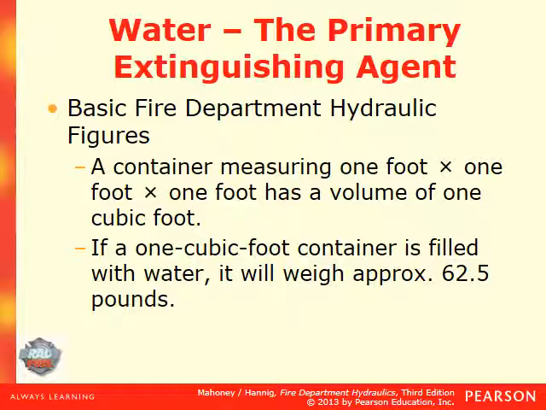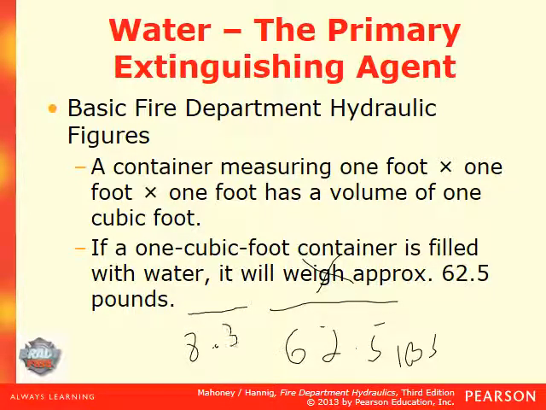Okay, so here's a math problem for you. If a 1 cubic foot container is filled with water, it weighs 62.5 pounds. How many gallons is that? Now, from previous slides, we know that 1 gallon of water weighs 8.35 pounds.